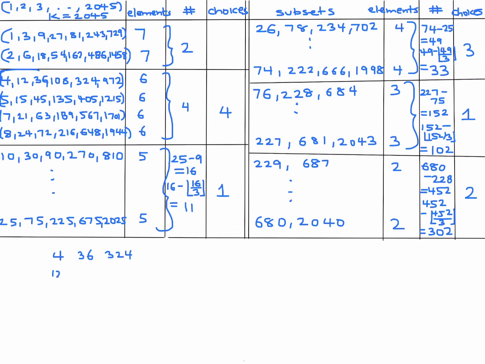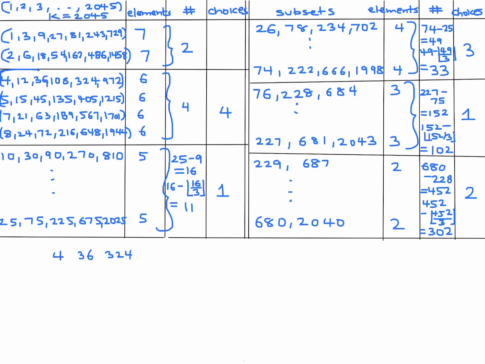You can use 12, 108, 972. You can use 36, and 972, or you can use 4, 108, and 972. And as you can see, there are 4 of them. That's why I put a 4 there. So I hope this is making sense.